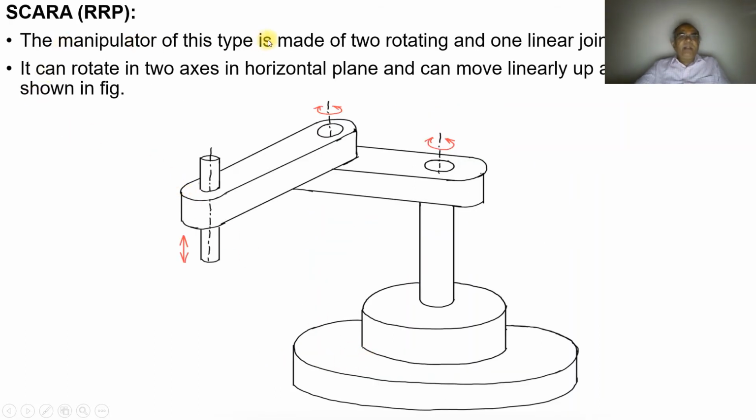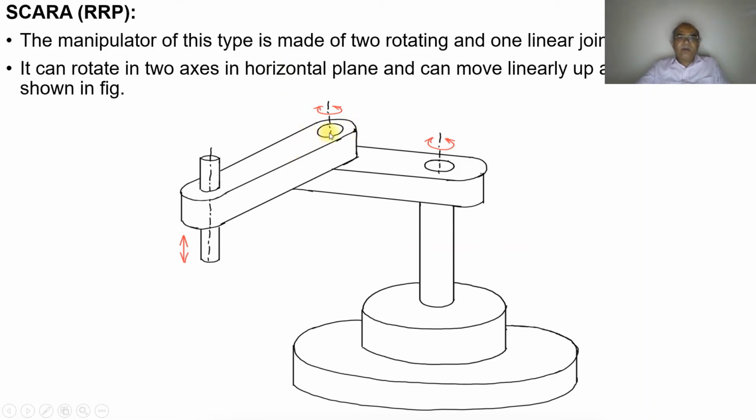The manipulator of this type is made of two rotating and one linear joint, and it can rotate in two axes in the horizontal plane and can move linearly up and down as shown in the figure. So we can see the linear motion, which is moving up and down, and two axes that rotate on the horizontal plane.